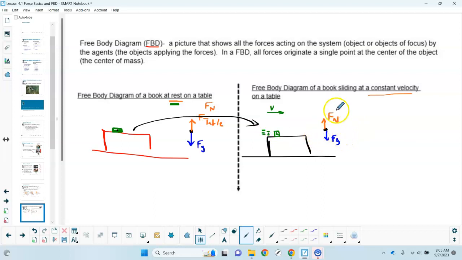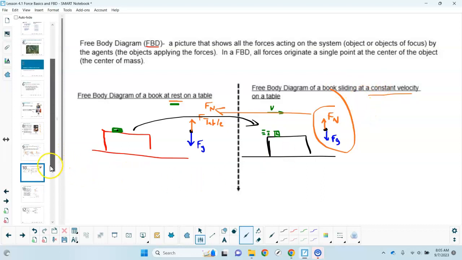So this free body diagram that we just drew is the exact same one as the one we just drew in the previous example, but we have two different scenarios. We have one thing that's at rest and one thing that's at constant velocity. And we'll learn more about that when we get into Newton's laws and discussing those concepts. A couple more slides here.